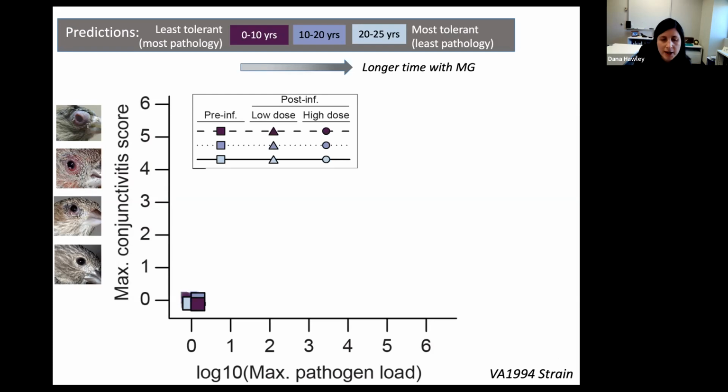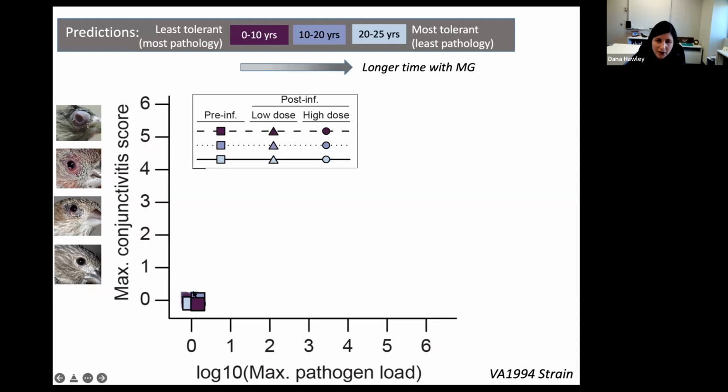Now the graph has a lot on it, so I'm going to build it a little bit stepwise. First, I'm just going to show you the squares, and those are our pre-infection data. We had control birds as well, but in this particular analysis I'm going to show you, we used every bird as its own control as well. Pre-infection, of course, we don't expect to see any conjunctivitis or pathogen load, and we don't.